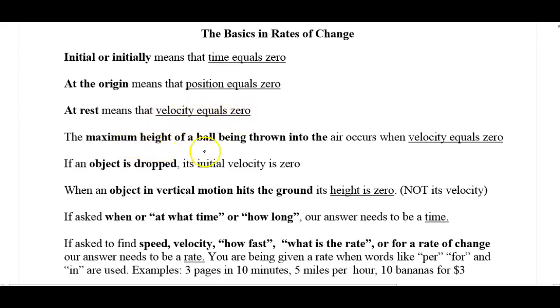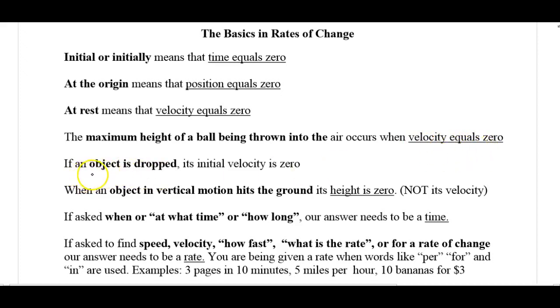So to find the maximum height of a ball being thrown into the air, well, that occurs when the velocity equals 0. So once we find that time, when the velocity equals 0, then we take that time and we plug it back into the position function, because the problem is asking us for the maximum height of the ball. So if a problem is asking us for a height, we don't want to give an answer that's a time. But to find the maximum height, we're going to have to find the time when the maximum height is achieved, and that time is going to occur when velocity equals 0.